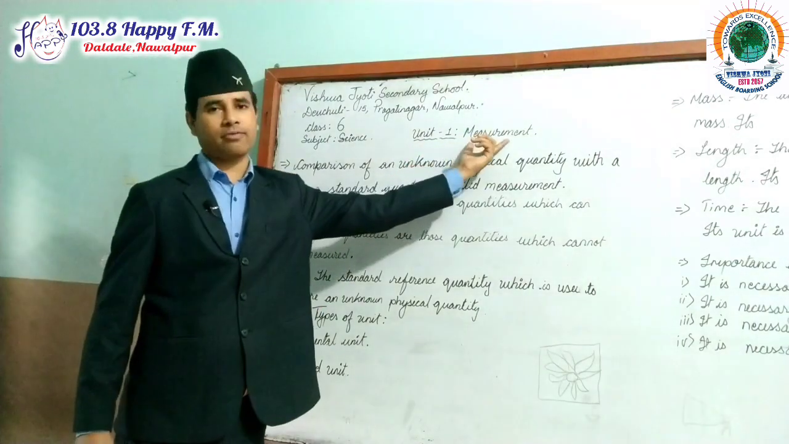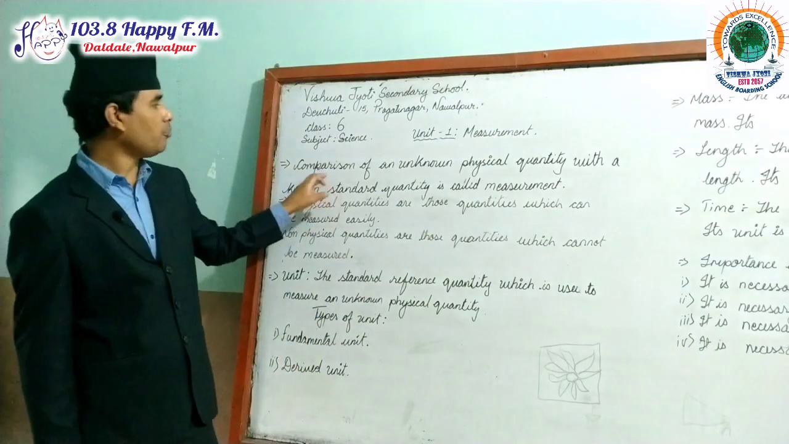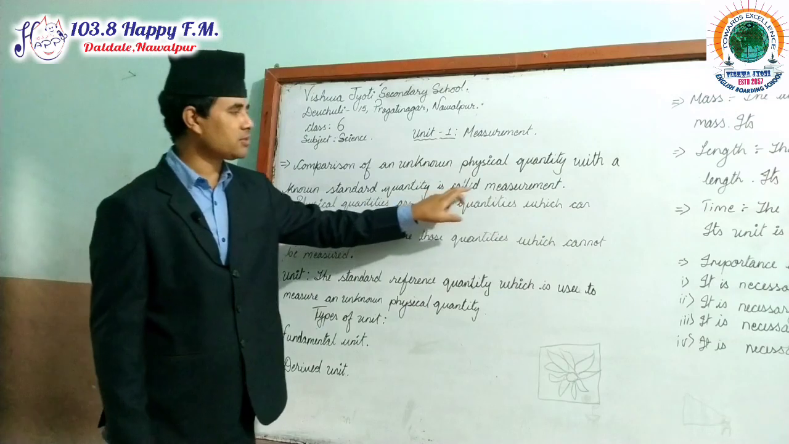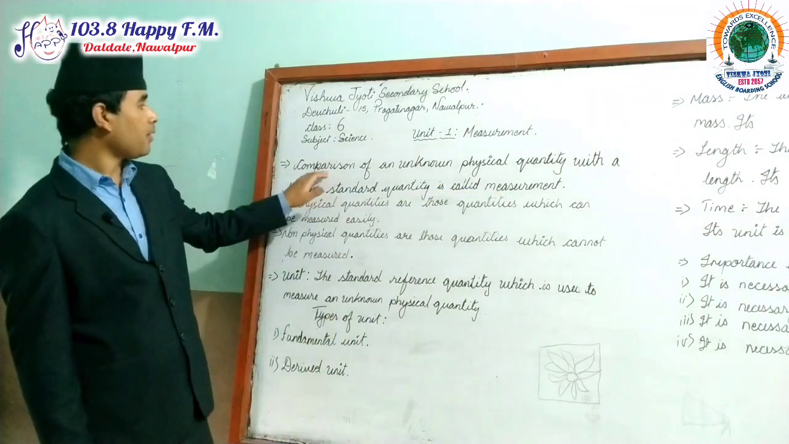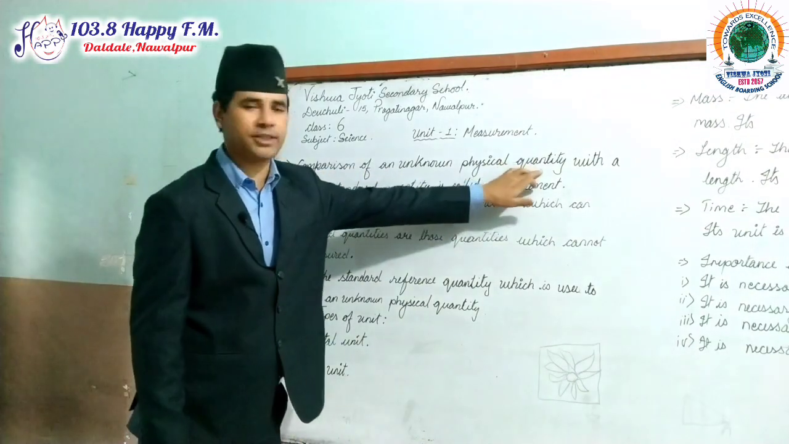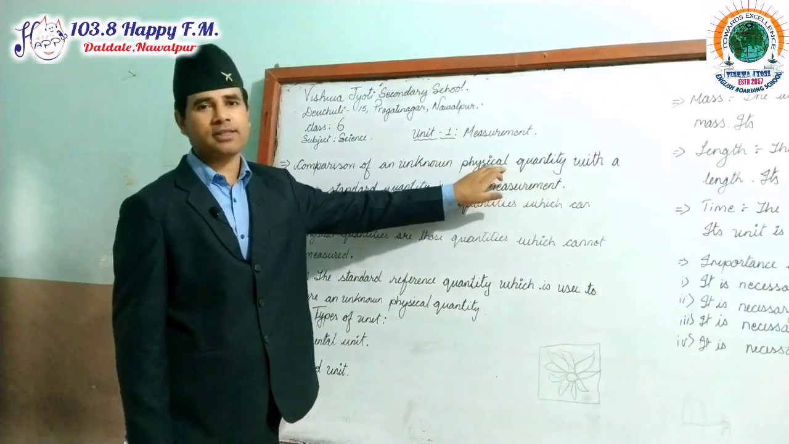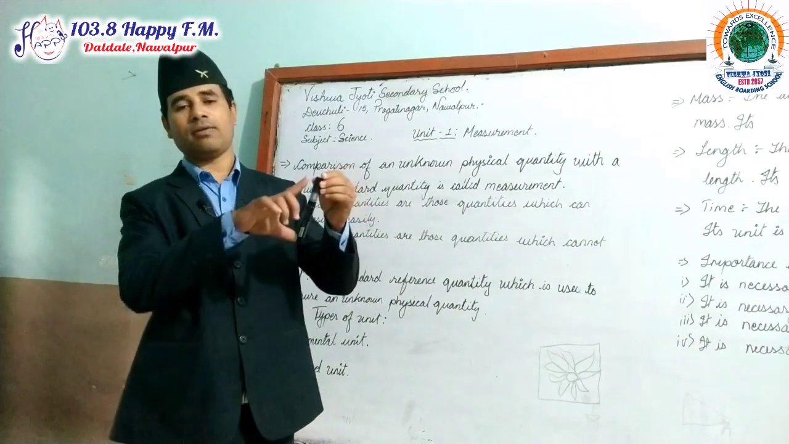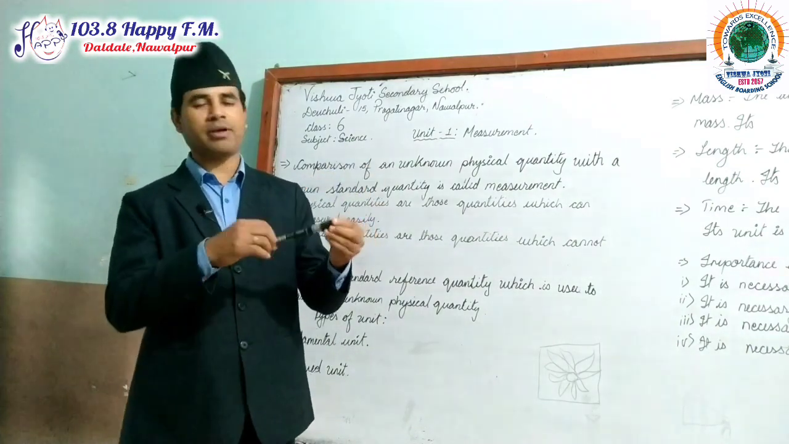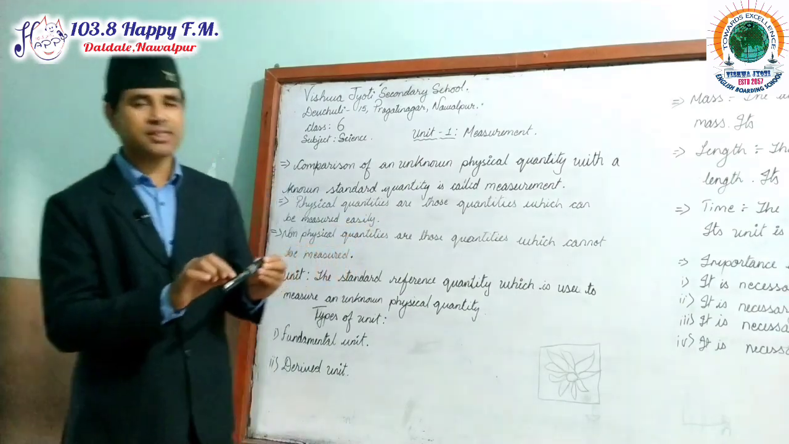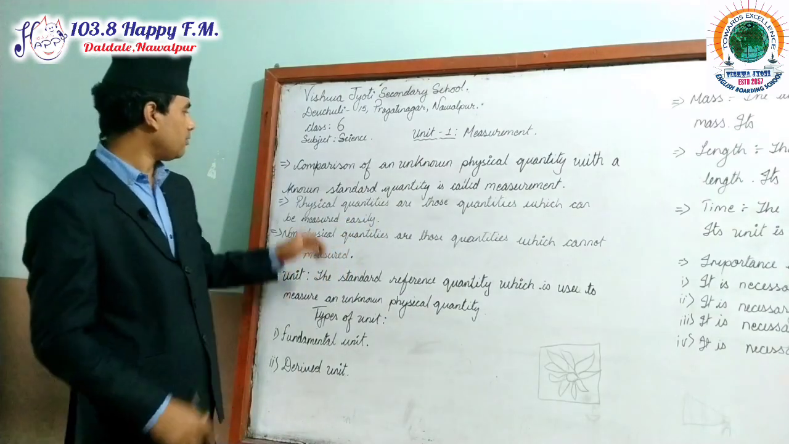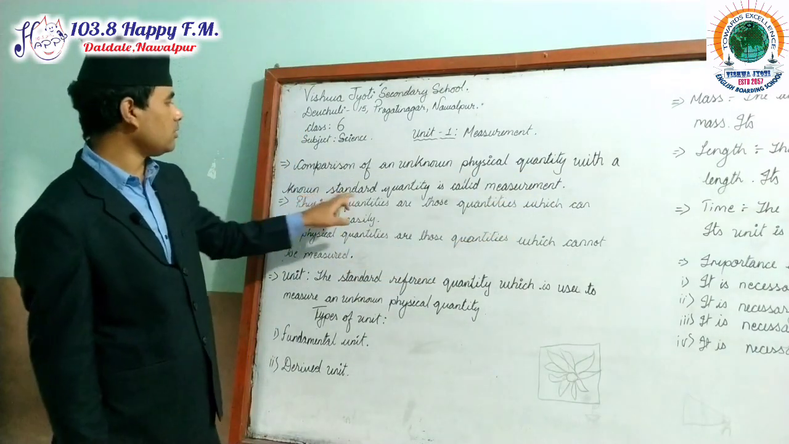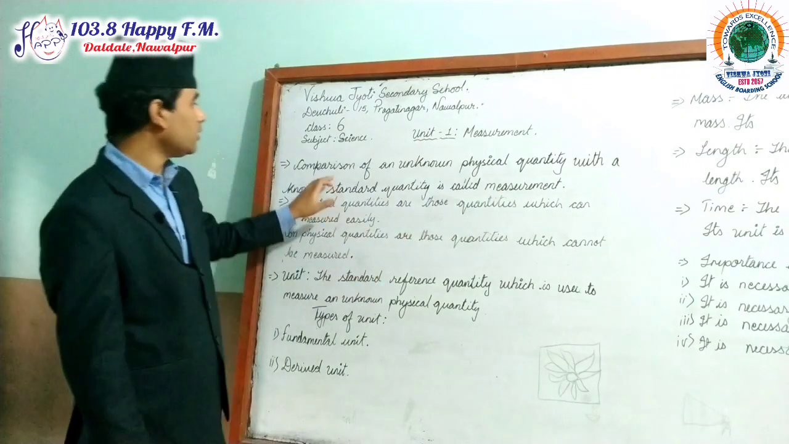What is measurement? At first we need to define what is measurement. Comparison of an unknown physical quantity with a known standard quantity is called measurement. Again, comparison of an unknown physical quantity. At first, all the things are supposed to be unknown. Example, the length of this marker is also unknown. If we measure it, then we can find exactly how many centimeters it is. Physical quantity with a known standard quantity is called measurement.